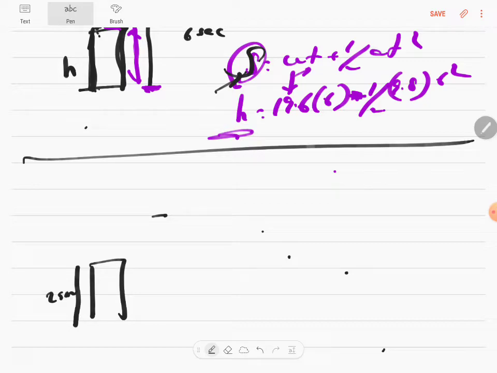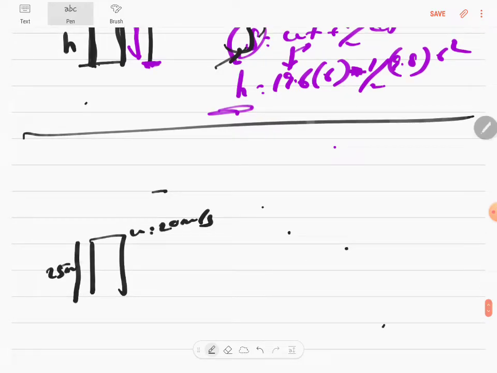A ball is thrown upward with an initial speed of 20 meters per second from the top of a multi-story building. The height of the point from where the ball is thrown is 25 meters from the ground. How high will the ball rise? This is 25 meters. How high will the ball rise? This distance you need, correct? You need this distance, this height.